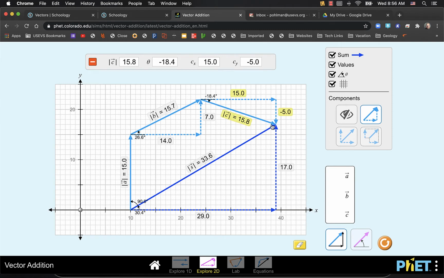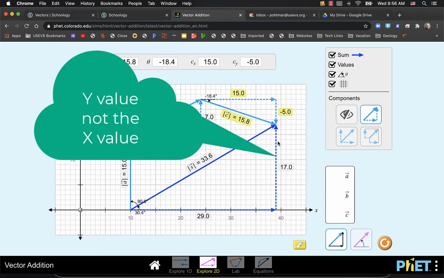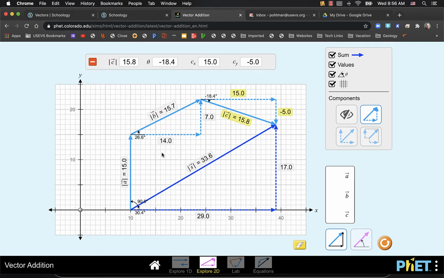Do you see how when we're looking at the x values, we went up 15, we went up another 7, but then we came back 5, and then my value for the x value for the resultant vector would only be 17, because we'd have 15 plus 7 minus 5 gets you 17.